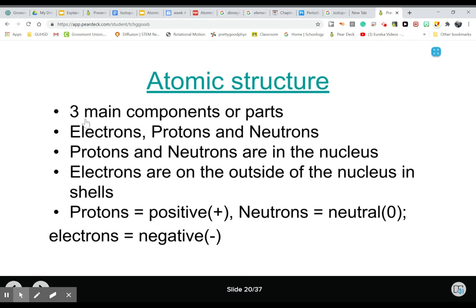So three main components or parts of the atom are the electrons, the protons, and the neutrons. The protons and neutrons are in the nucleus, which is the center of the atom, and then the electrons are on the outside. It's also important for you to know that protons have a positive charge, neutrons are neutral, they have no charge, and electrons are negative.